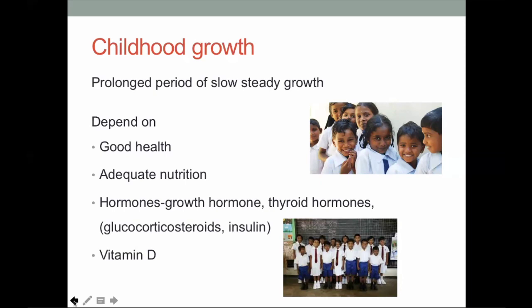Excess glucocorticoids as forms of medication leads to short stature, and insulin is needed for weight, right? To increase weight, you need to absorb the glucose from your meals. And finally, vitamin D affects your bone growth.